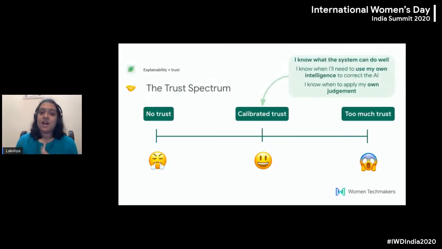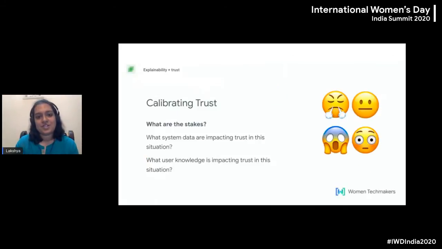So yeah, our intent should be to get the user to that middle ground of calibrated trust. There are 3 questions that it's important to ask ourselves when we're talking about calibrating trust. First thing, what are the stakes? We need to consider that there are a lot of situational stakes when it comes to user experience.